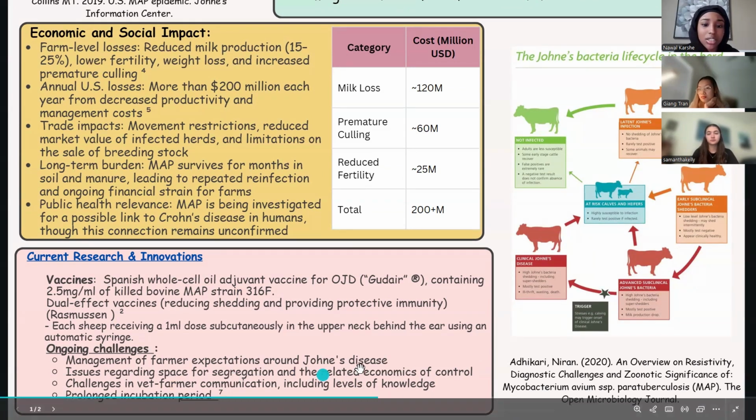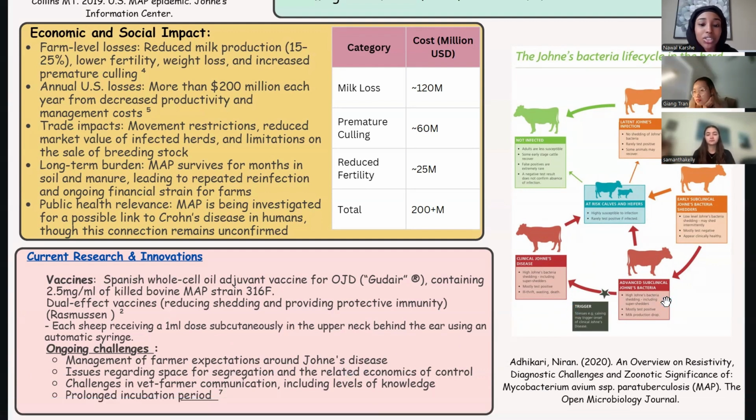When we zoom out, these losses become huge. Johne's disease costs the U.S. dairy industry over 200 million every year, and about 68% of herds have at least one MAP positive animal, so the problem is widespread. There are social and trade impacts too.